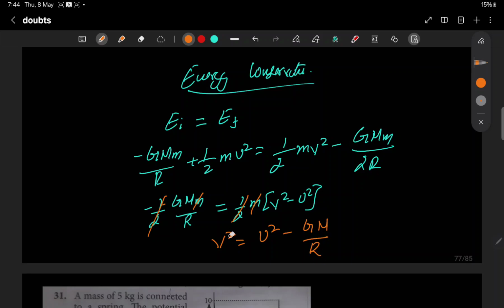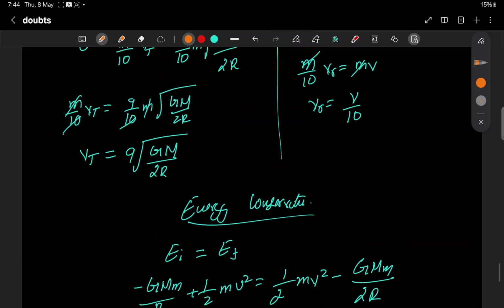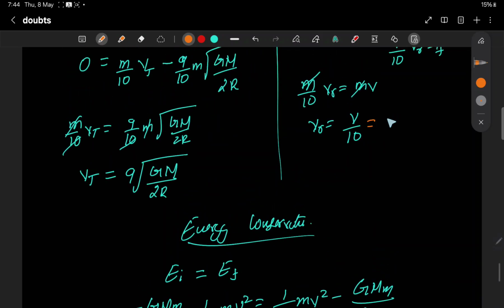We need v, so take the root. So v is root of u square minus GM by r. So this is what we are getting. Here we have to apply: this v is nothing but root of u square minus GM by r, and 1 by 10 we can write here.